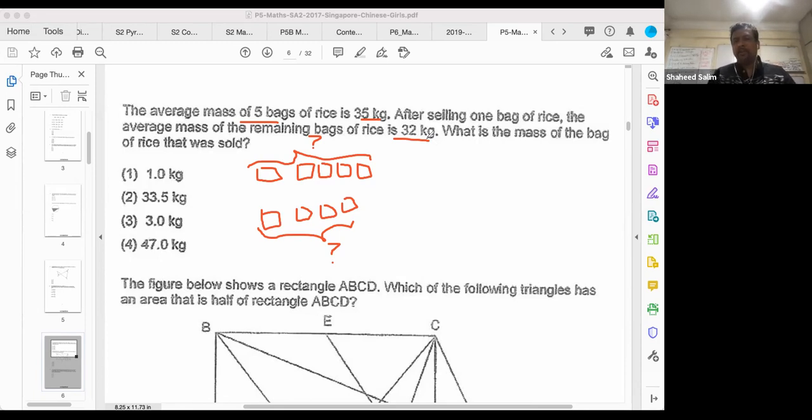Can or not? You find what's the total here. Total of 5 bags. Total 5 bags. Find the total of 4 bags. Then you minus, you will get the last bag. You get the 5th bag.